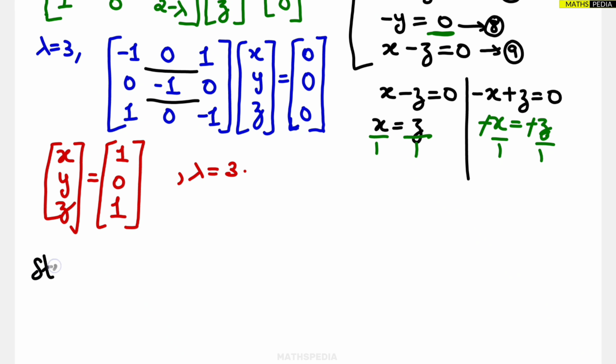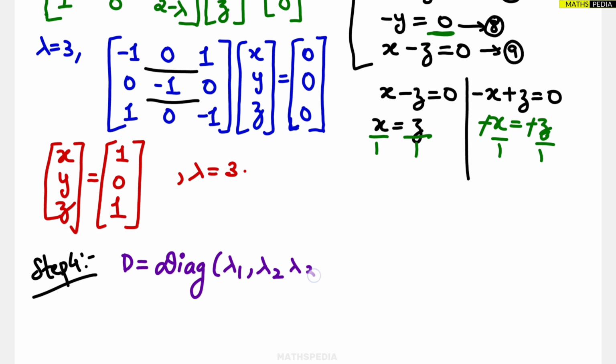Now we are going for step number 4. We are going to find out the canonical form. For that purpose, we are going to find the D matrix. D matrix is very important. How to find the D matrix? That is quite simple. We are bothered about only the diagonal values. A diagonal matrix will have the diagonal elements only; other elements will be 0. So the diagonal elements we can consider as lambda 1, lambda 2, lambda 3.